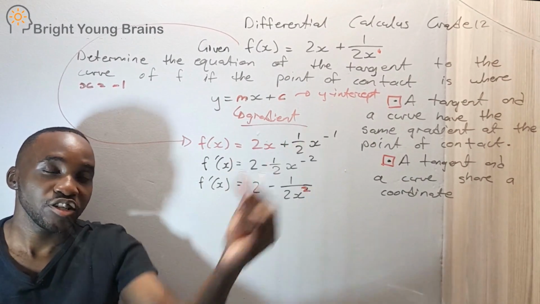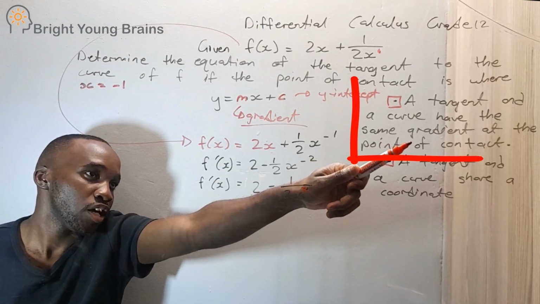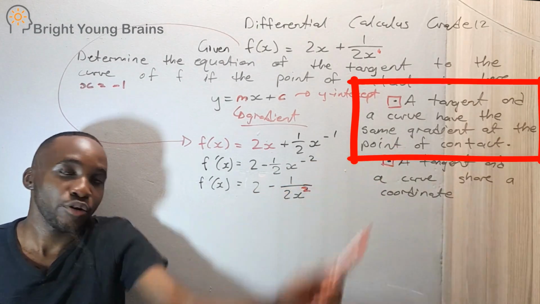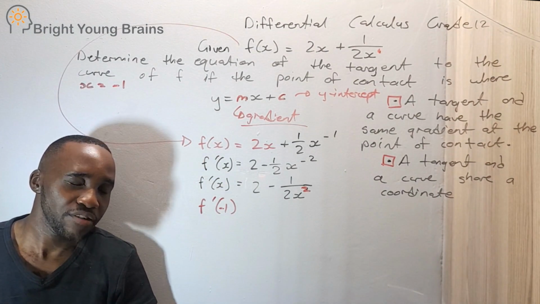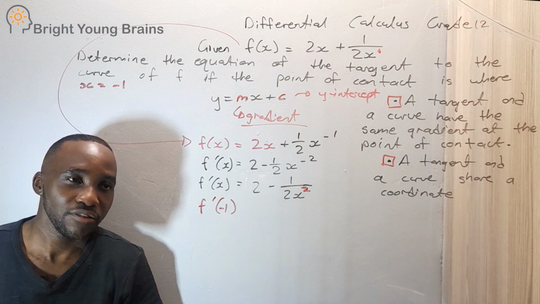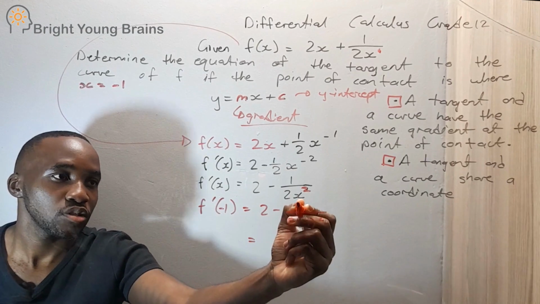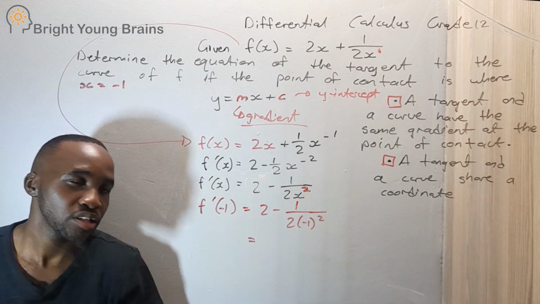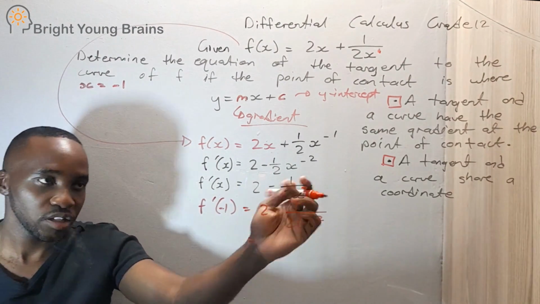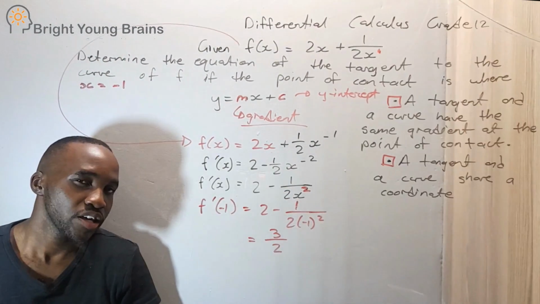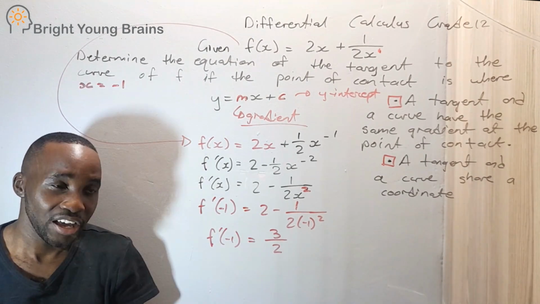And now this gradient equation can get you the gradient of the tangent, because a tangent and a curve have the same gradient at the point of contact. So here we need to work out the gradient where x is -1. To do that, we just throw x into this equation. You just want to put all this into your calculator. If we throw all this in there, we should get the positive 3/2. Now this is the gradient where x is -1.